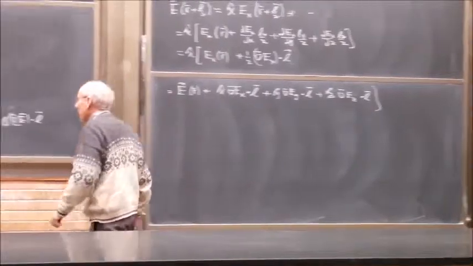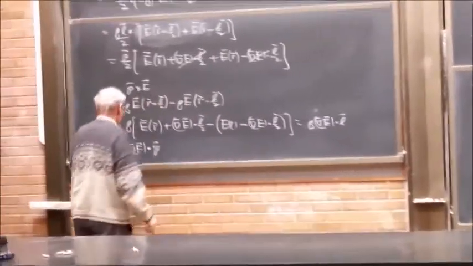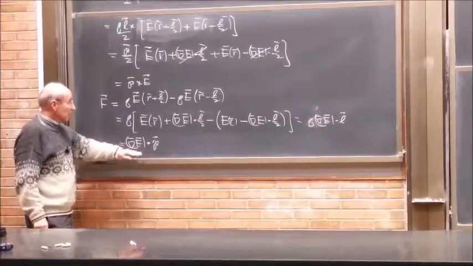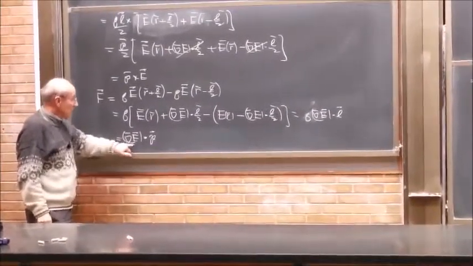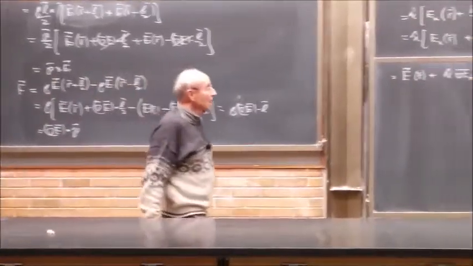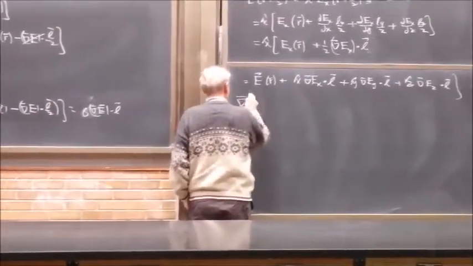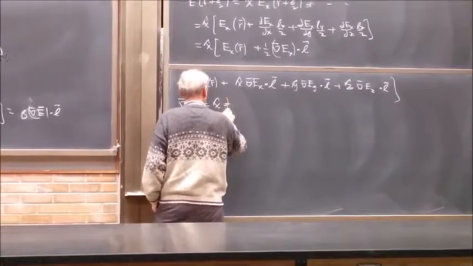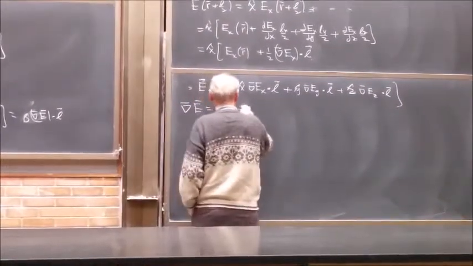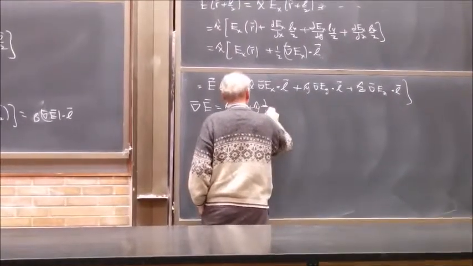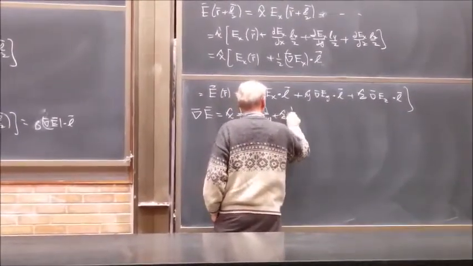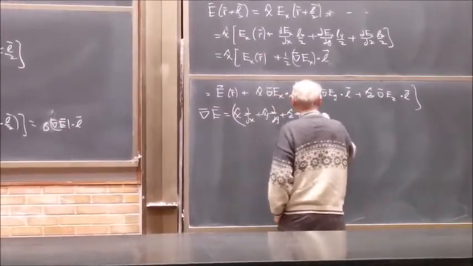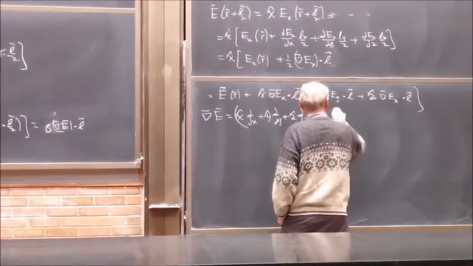Now, to see that that's the same as this, all you have to do is evaluate that thing. And so for grad E, what you had was x hat d by dx plus y hat d by dy plus z hat d by dz multiplied with no dots and no crosses.